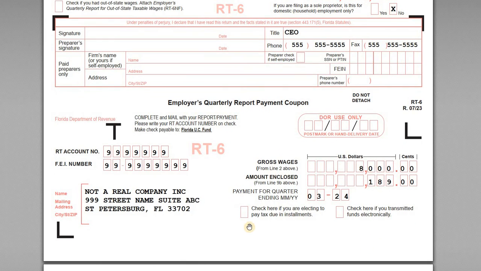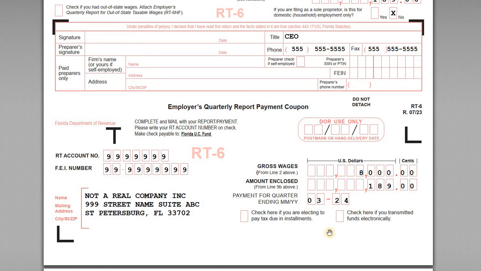Now if you're paying in installments, you would check this box. If you're going to pay not with a check, but you're going to transmit the funds electronically, you can check this box and do so that way. And that way the Department of Revenue knows that the payment's being made some other way and it's not being included with the filing itself.